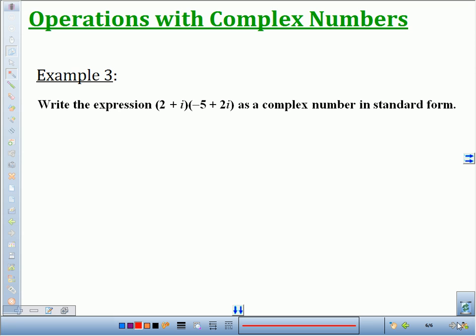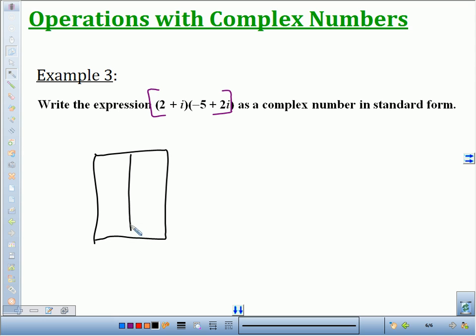Now, the last thing we might be asked to do is to multiply two complex numbers together. Right? We might have to multiply a couple of complex numbers. As I said at the beginning, complex numbers kind of look like binomials. That means that if I want to multiply a couple of complex numbers, I'm going to multiply them basically the same way I multiply binomials. I can either use FOIL or I can use the box method. I'm going to use the box method, just because that's what we used when we multiplied binomials.